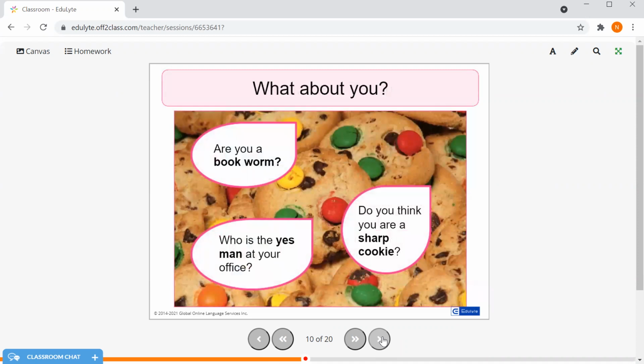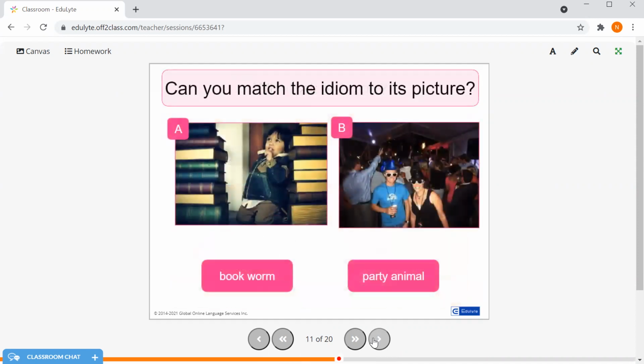Okay. Let's take a moment to ask some questions to ourselves. Are you a bookworm? Who is the yes man at your office? Do you think you are a sharp cookie? Can you match the idiom to this picture? Looking at picture A, I would say picture A is the bookworm, and picture B, it's a party animal.